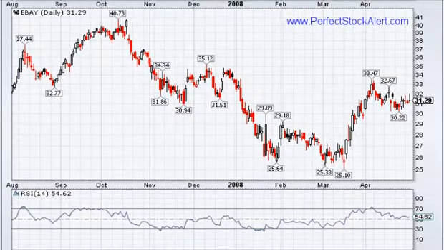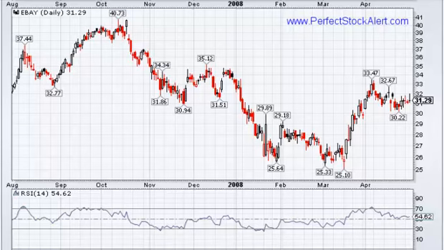Today we're going to be looking at the Relative Strength Index, also known as the RSI. This particular technical tool was developed by J. Willis Wilder. The Relative Strength Index is a momentum oscillator that measures the speed and change of price movements. RSI oscillates between 0 and 100. Let me show you that.